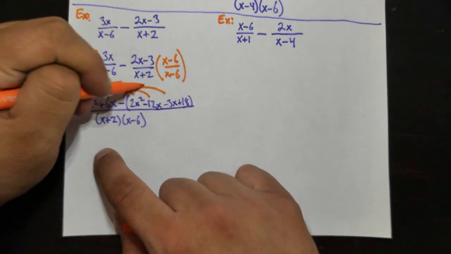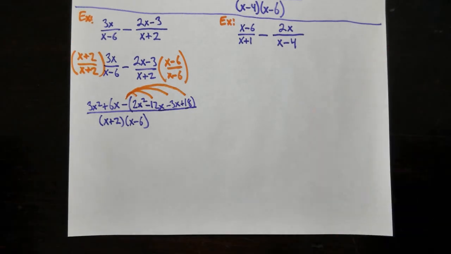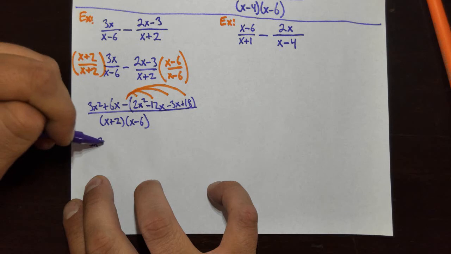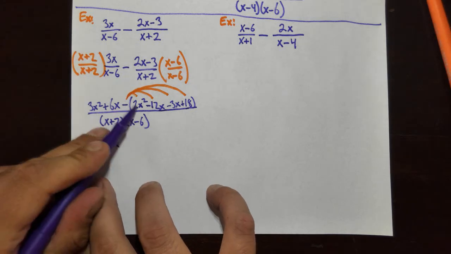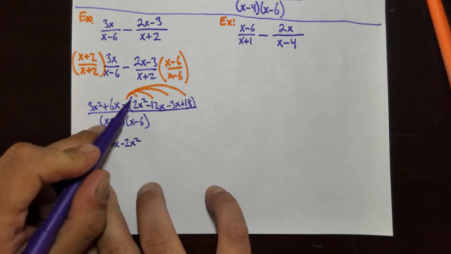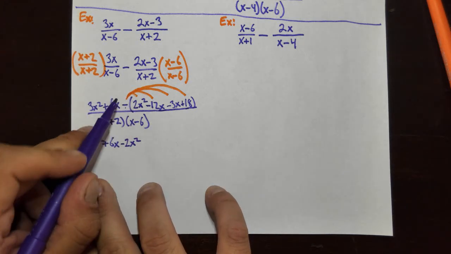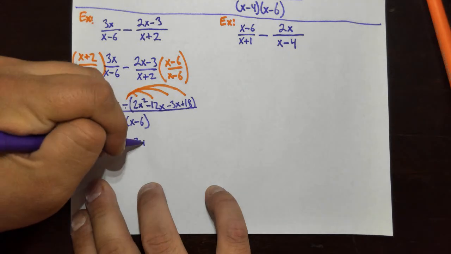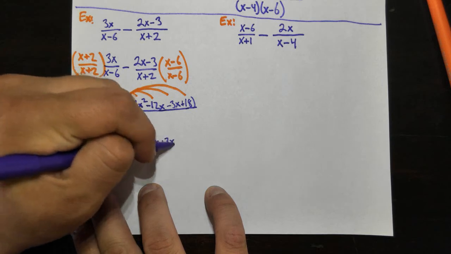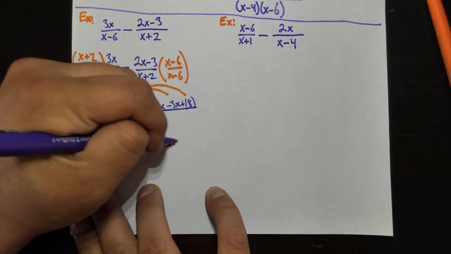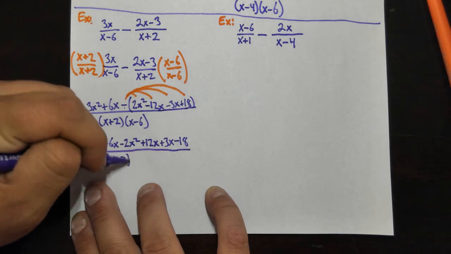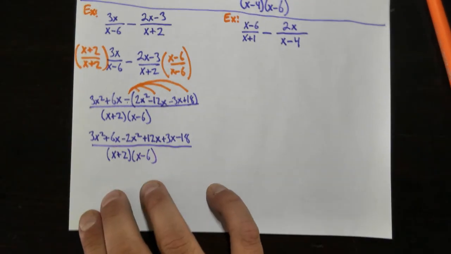So let's go ahead and do that. Just going to rewrite the first part. 3x squared plus 6x. Negative times 2x squared is negative 2x squared. Okay. Negative times negative 12, that turns positive. Notice that these signs just changed. This is going to become positive 3x. And then this is going to become negative 18. Still all over x plus 2, x minus 6.